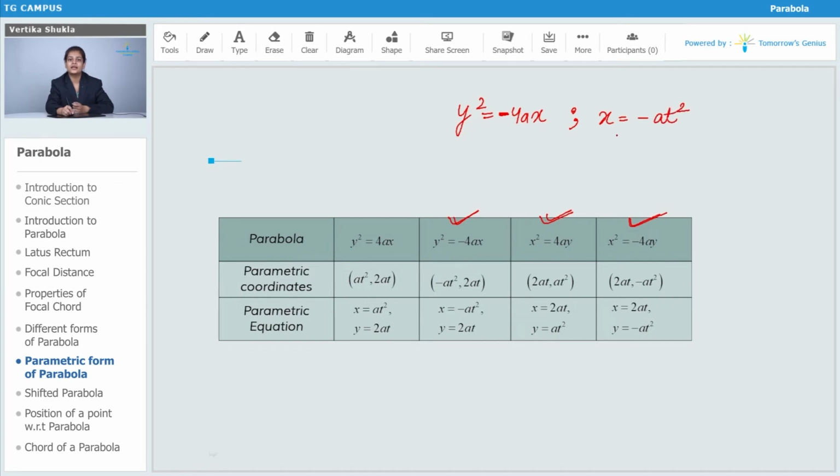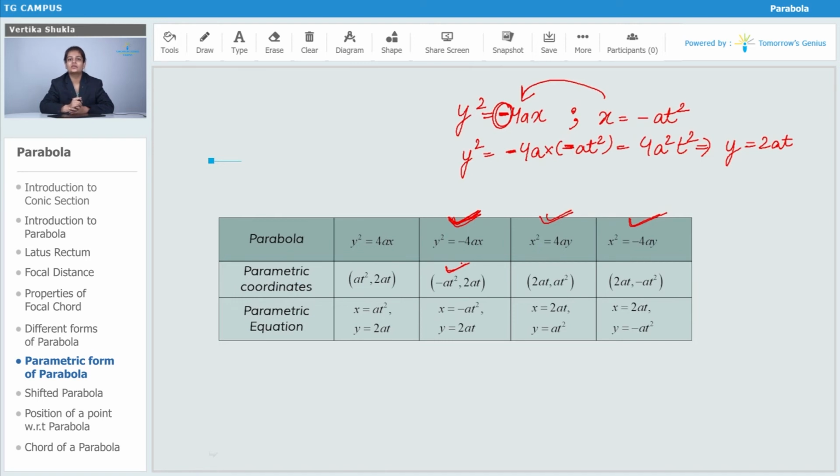When you take the value of x as minus at square and substitute it in this equation, you get y square is equal to minus 4a into minus at square. Now this minus sign and this minus sign will multiply and give you a plus sign. So you will get 4a square t square. Now you can take square root on both sides, and you get y is equal to 2at. So for the parabola y square is equal to minus 4ax, the only change you have to make is to take the value of x so that this minus sign gets cancelled. So you can take x as minus at square and y as 2at.